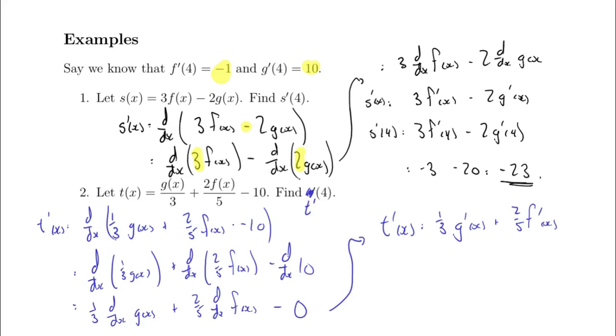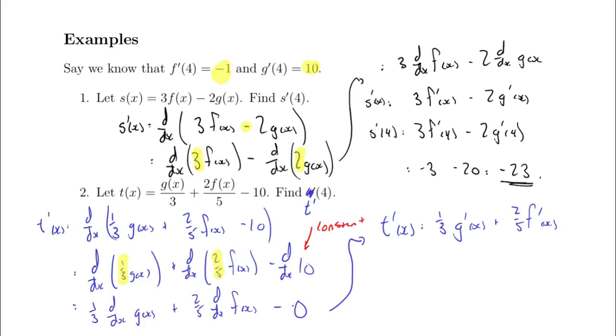Then I notice I have some sums and differences that I can split up. So I'm going to look at the derivative of each of these terms individually. The derivative d over dx of 1/3 g of x plus d over dx of 2/5 f of x minus d over dx of 10. For these first two terms, we have some coefficients that we can factor out. So that's what I've done. And then also we have a nice constant function. And we know what the derivative of a constant is.